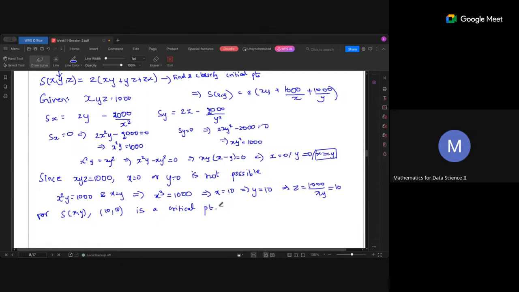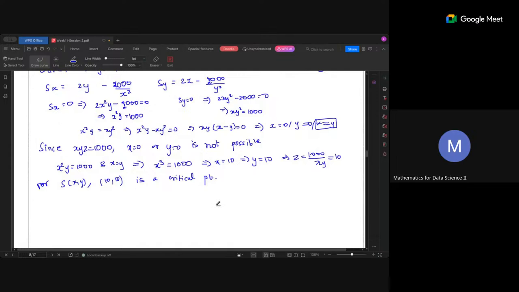Now for functions of two variables, how do you classify the critical points? You have to find the Hessian matrix. What is your Hessian matrix? For that, you need to know what is Sxx, Syy and Sxy. So what is Sxx? This is your Sx. The first term becomes 0. What happens to the second term? It is 4000 by x cube, correct? Yes. And what is Syy? Similarly, 4000 by y cube, right? Now, what is the value of Sxy?